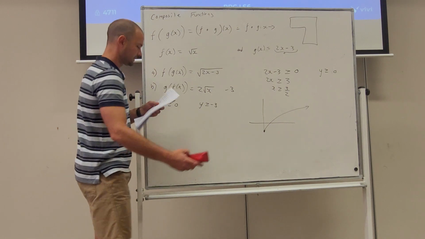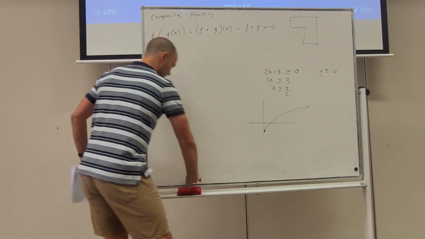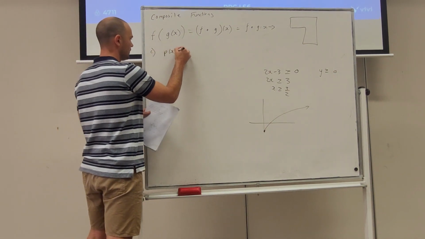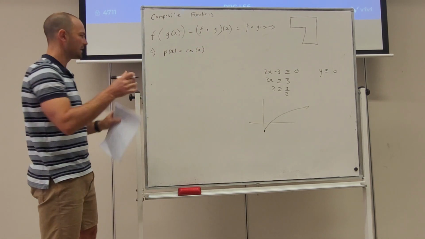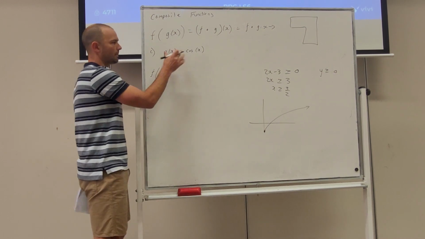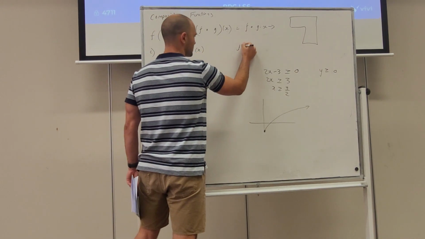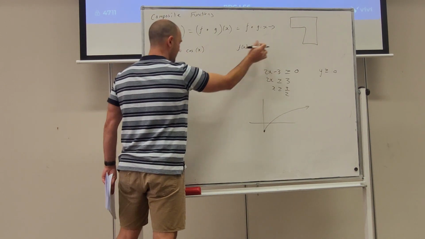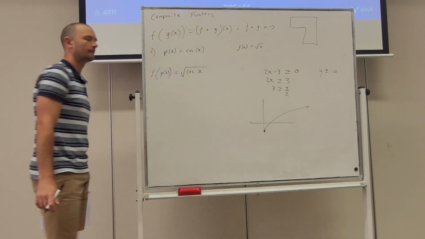All right, let's move on to C. Now we've got cos of x function. So in C we have p of x equals cos of x. Okay, find f of p of x. So we're putting this function into f of x, and f of x I've erased, it was the square root of x function. So if I put cos of x in there, we're going to have the square root of cos of x.